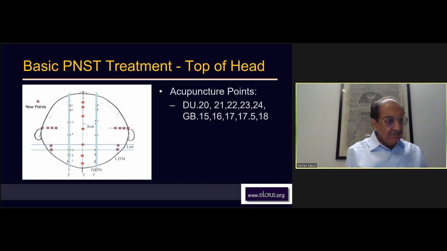Then the acupuncture points on the top of the head, which we will be prickling, will be the acupuncture points DU 20, 21, 22, 23, and 24. And 2.5 centimeter, 3 centimeter lateral to these points are the gallbladder 15, 16, 17, 17.5, and 18.